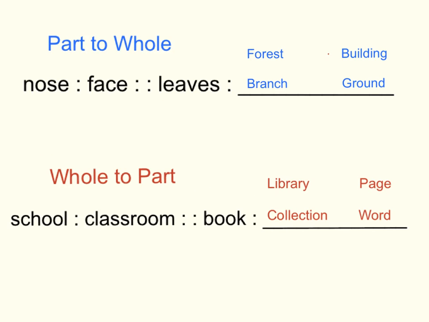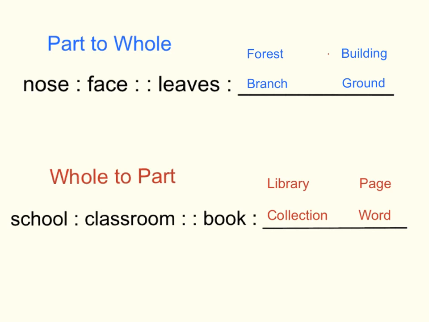Okay, here's two more examples of a part-to-whole analogy, this one using words. So we have nose is to face, as leaves are to, and then we have forest, building, branch, and ground as options. I want to point out this one, we need to look at nose to face, and the first skill we're going to do is you need to make a bridge sentence. And a bridge sentence is a sentence using the words that actually make sense, and it goes something like this.